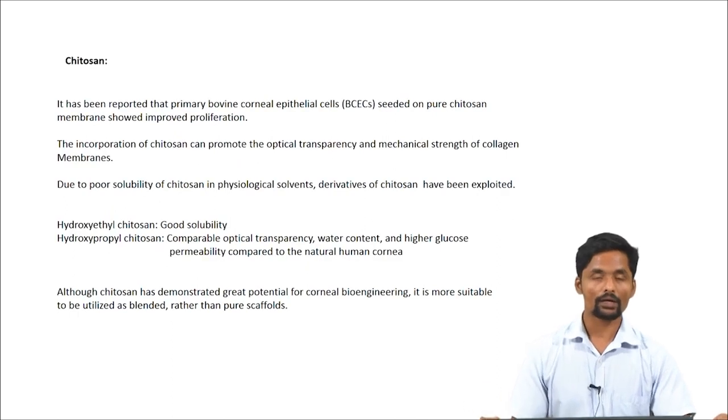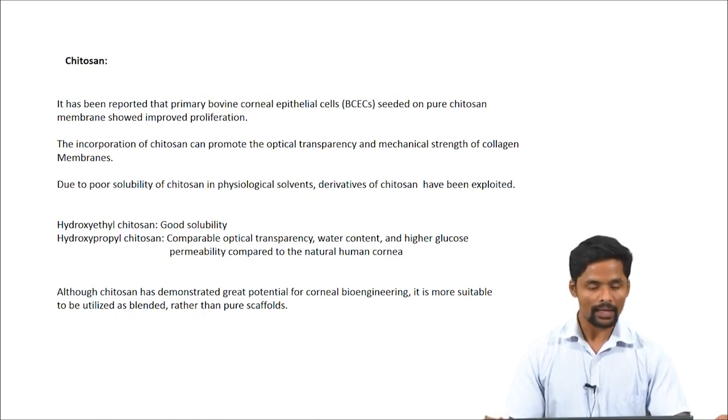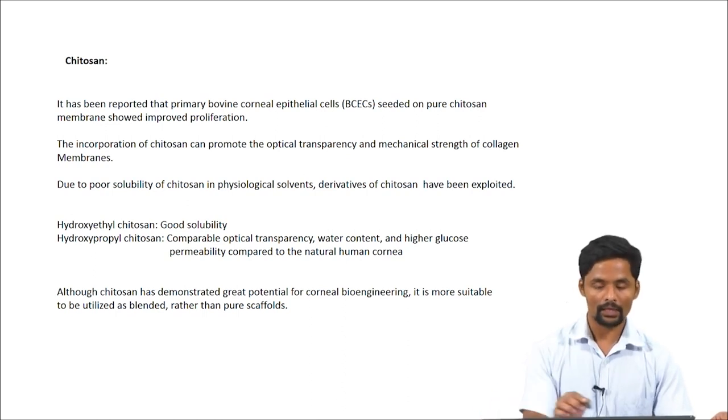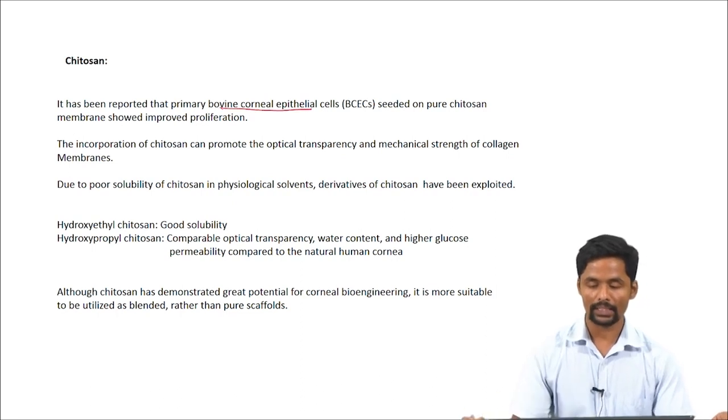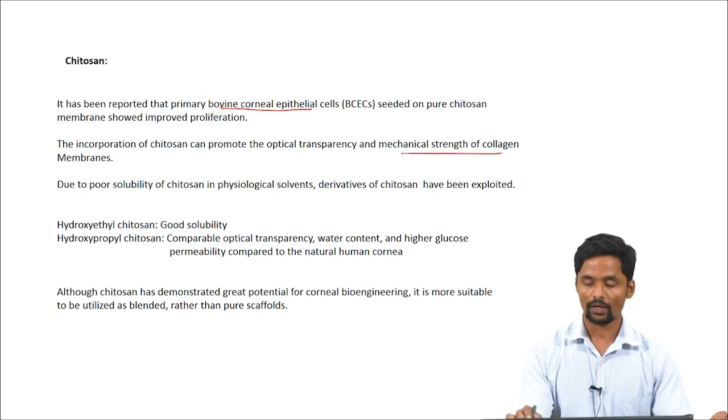Chitosan. Chitosan is derived from chitin by the deacetylation process. And it has been reported that primary bovine corneal epithelial cells seeded on the pure chitosan membrane showed improved proliferation. The incorporation of chitosan can promote the optical transparency and mechanical strength of the collagen membrane.